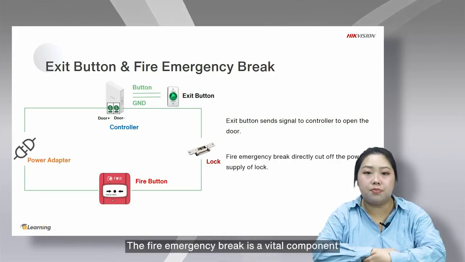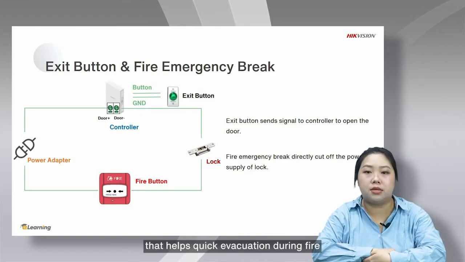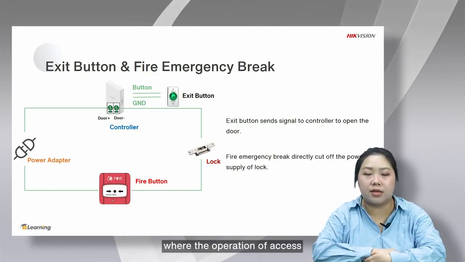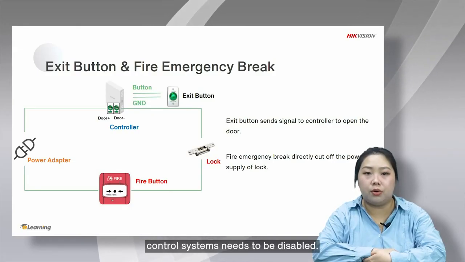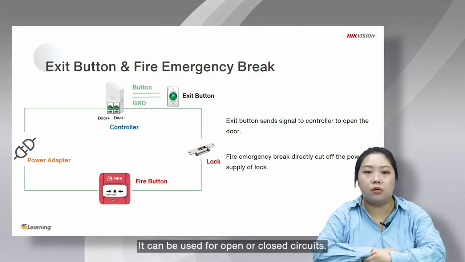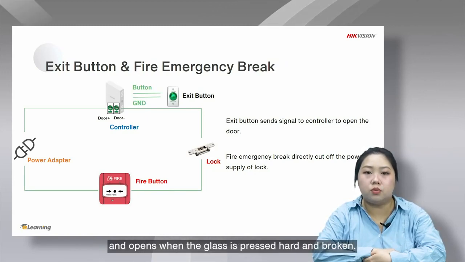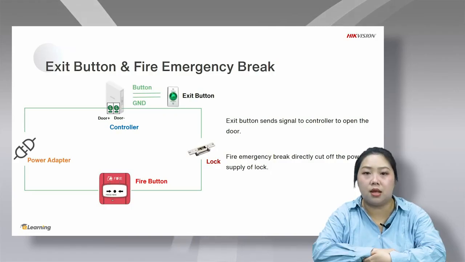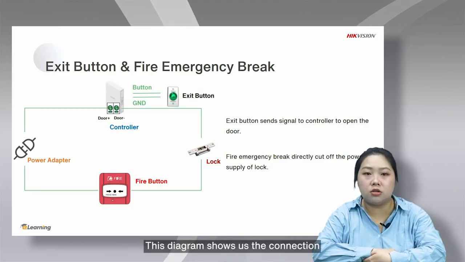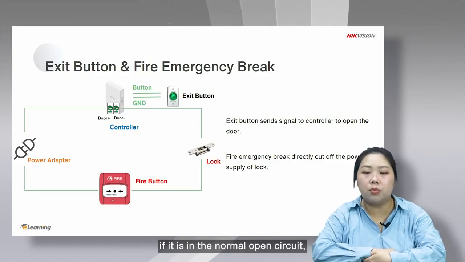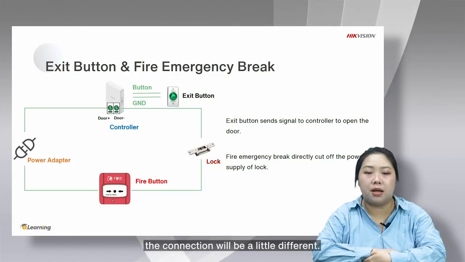And the fire emergency brake is a vital component that helps quick evacuation during fire detection or any other emergency situation while the operation of access control system needs to be disabled. It can be used for open or closed circuits. This emergency brake glass switch cuts the circuit immediately and opens when the glass is pressed hard and broken. And this diagram shows us the connection of emergency brake in the normal closed circuit. If it is in the normal open circuit, the connection will be a little different.